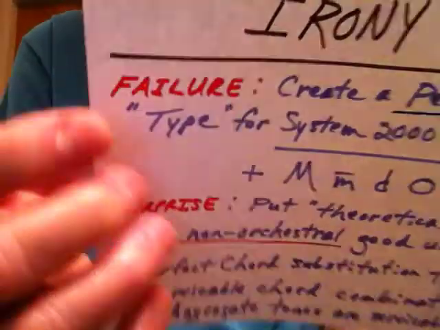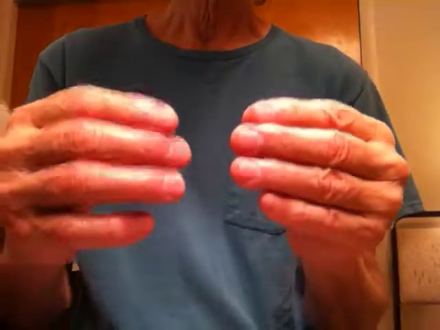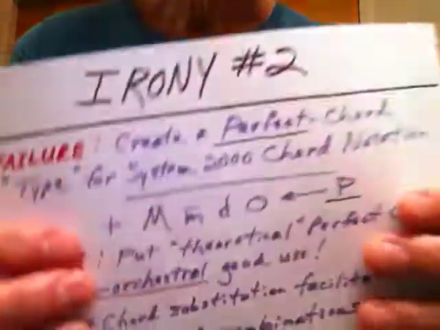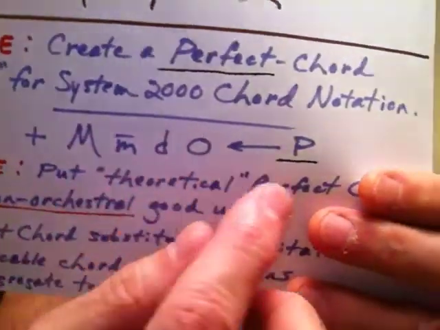Okay, irony number two was I failed again. I failed at creating a perfect chord type for my System 2000 chord notation. In other words, an extra type, another type to use with my types of chords that I have in my system. I failed. In other words, I have the 5 types here, but I wanted to add this to it, and I couldn't make it work. I just couldn't nail it.